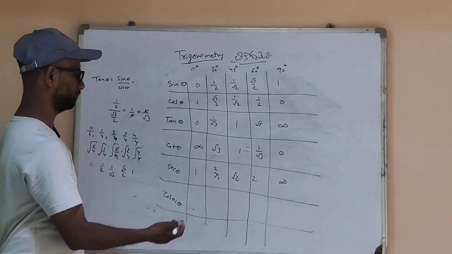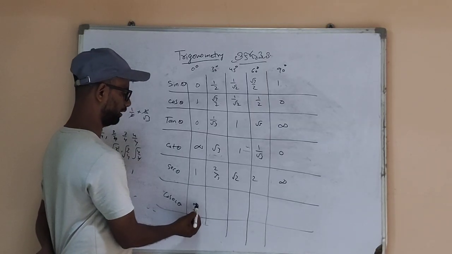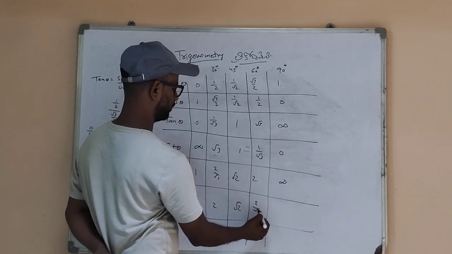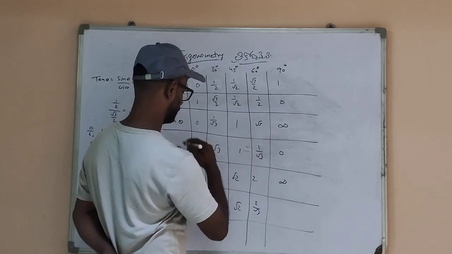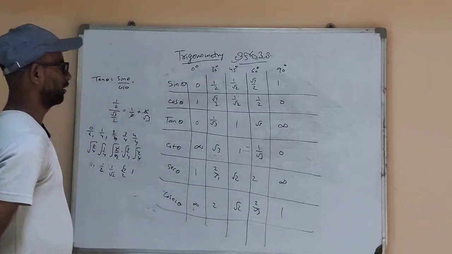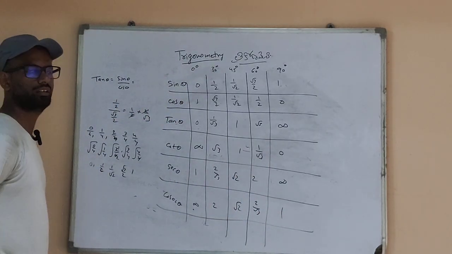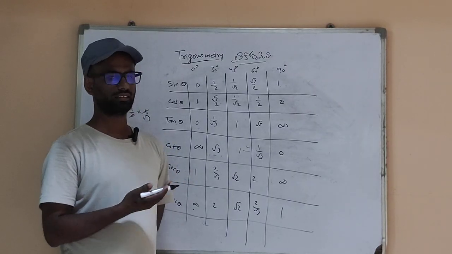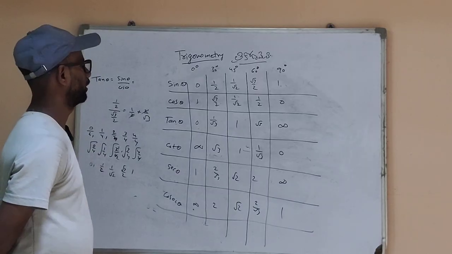Okay, cosec same: infinity, 2, root 2, 2/root 3 and 1. Okay, so in this manner we can get the values of different angles in the trigonometric table.